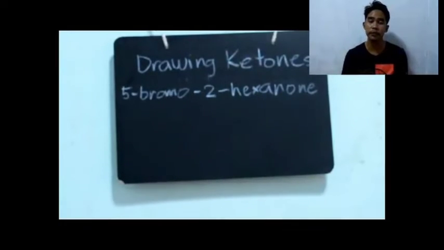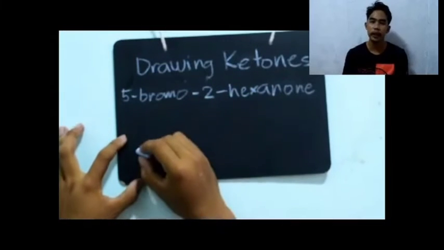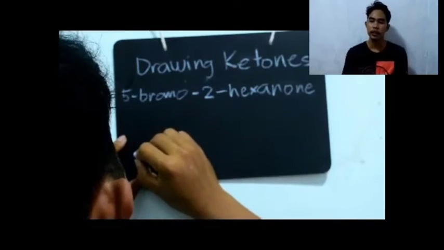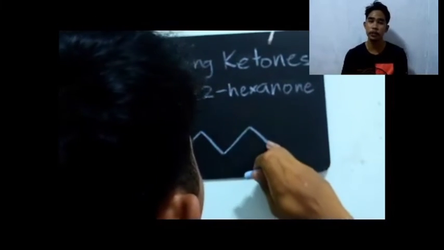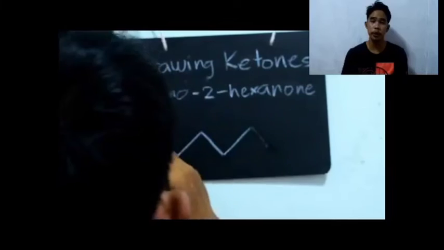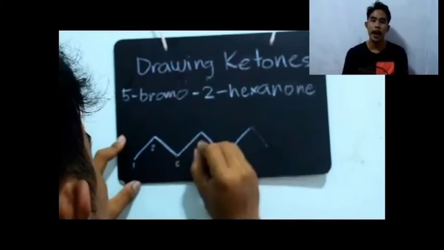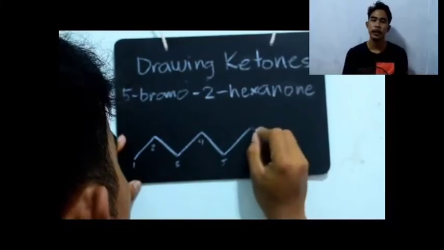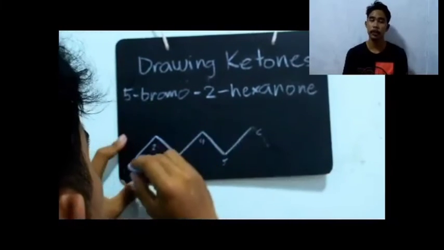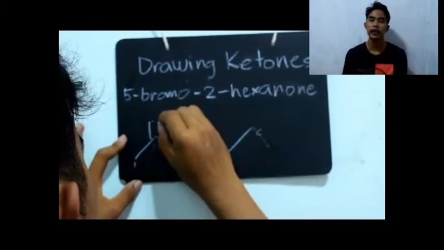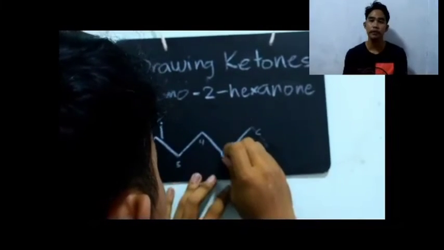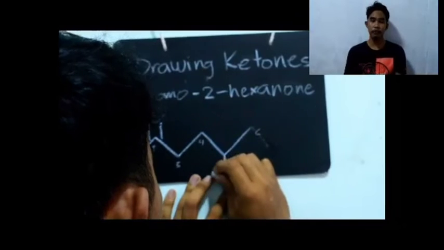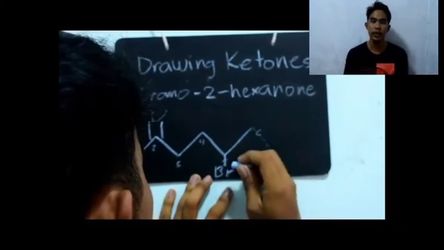In this example, we have a 6 carbon chain from the root word hexa. Then determine the functional group and the substituent. Our substituent bromo is positioned at the 5th carbon and our functional group, the ketone, is placed at the 2nd carbon. So therefore, we have this structure of 5-bromo-2-hexanone.